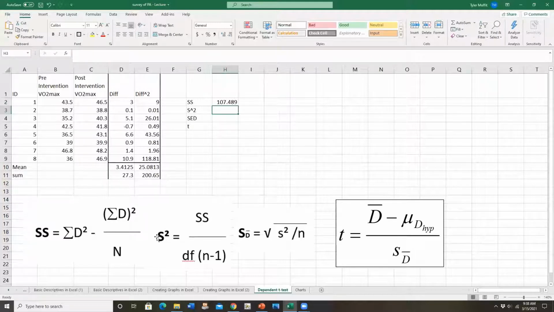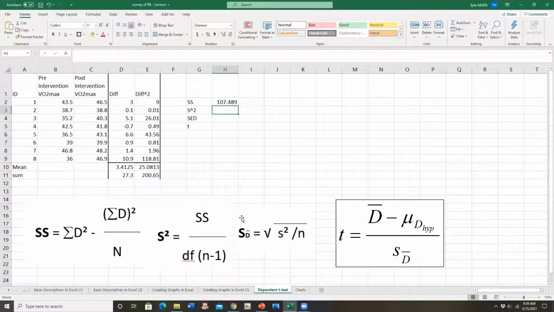Now I need to calculate my variance. My variance is my sum of squares divided by my degrees of freedom, so my n minus 1. Because I'm calculating a dependent t-test, I don't have to look at the degrees of freedom of 2 groups because I only have one group of participants. I'm just measuring them twice. This adds to the strength of a dependent t-test because now there are not going to be variations between groups. There's only variation between individuals and then pre and post interventions.